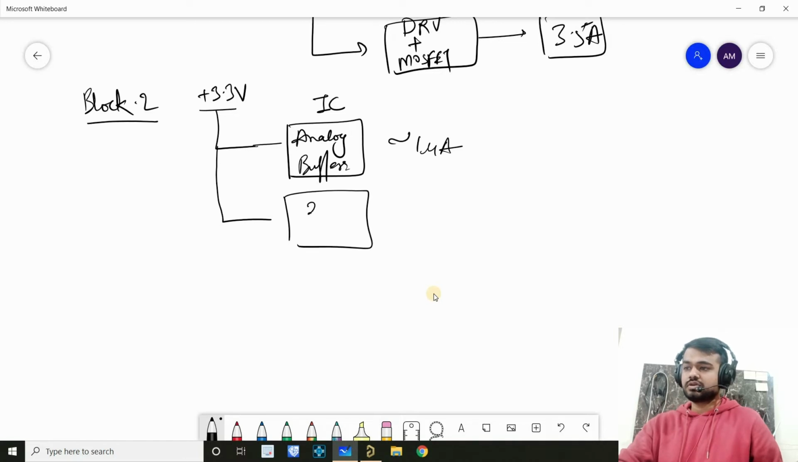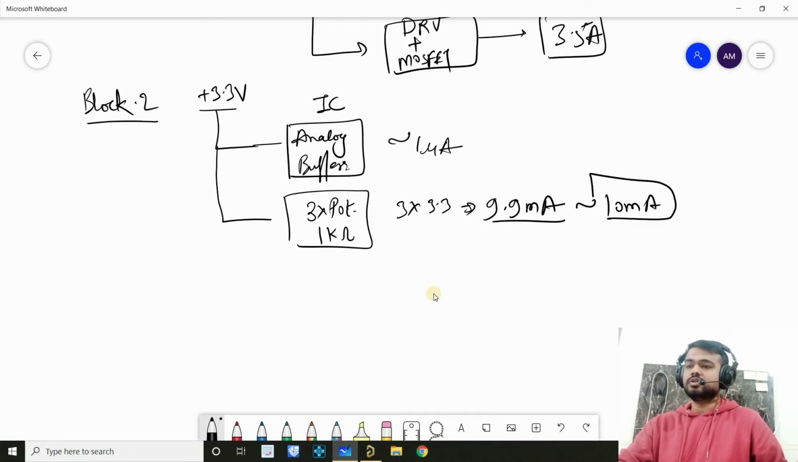So this is 3 potentiometers and 1 kilo ohm. Okay, so it will be 3 into 3.3, which will be 9.9 milliamps. Okay, or approximately 10 milliamps will be flowing through these potentiometers. That is a kind of load on 3v3.